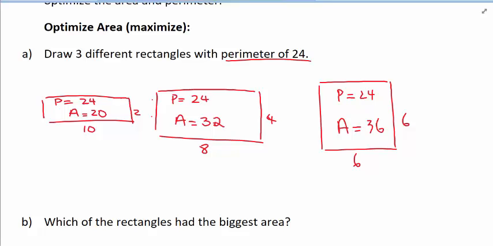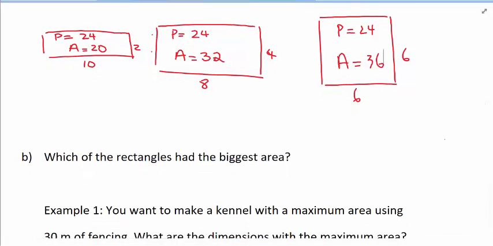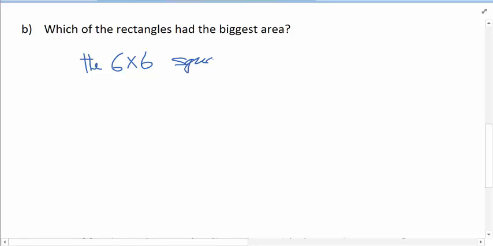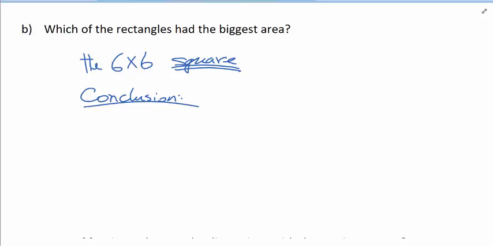Alright. So, let's answer the next question. Which of the rectangles had the biggest area? Alright, so let's write that down. The answer to this question is, we had the 6 by 6 square. Okay, that's the important part. A square had the best area. So my conclusion in this case would be to maximize the area.